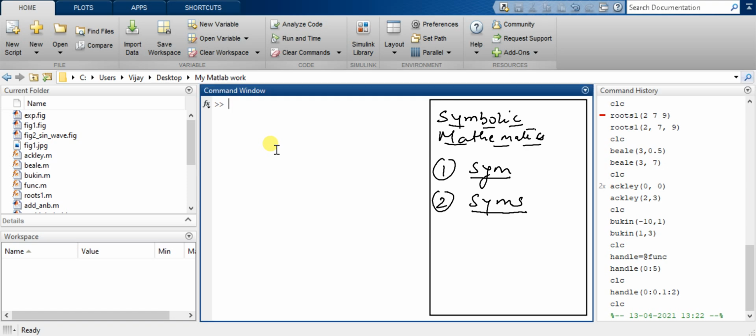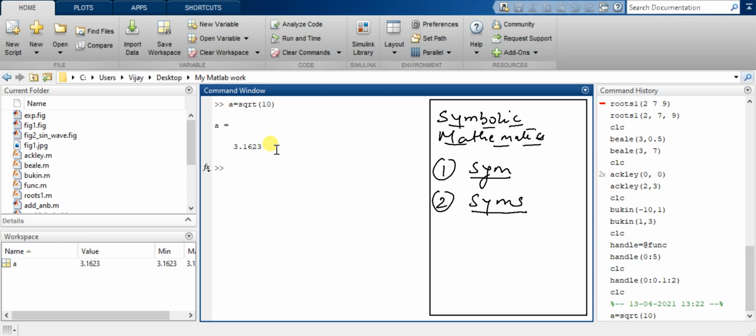in MATLAB. So if we take the square root of any number, let's say we take s equal to sqrt of 10, and this will give the value 3.1623. And if we want to show this as the square root of 10, like that, this will give you 3.1623, and we want to represent this in another form.